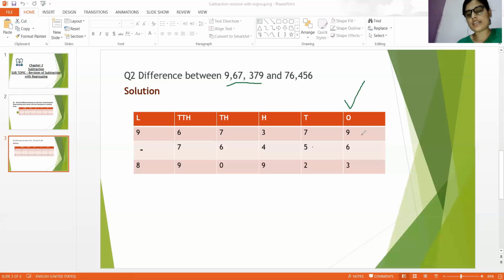At ones place, we can see we have 9 here and we have 6 here. Now just take away 6 from 9. 6 from 9, 7, 8, 9. How many fingers I have? 3. So I will write here 3. Okay. Now at tens place, we can see we have 7 and 5. Now we need to take away 5 from 7. So 6 and 7, 2. So we will write here 2.